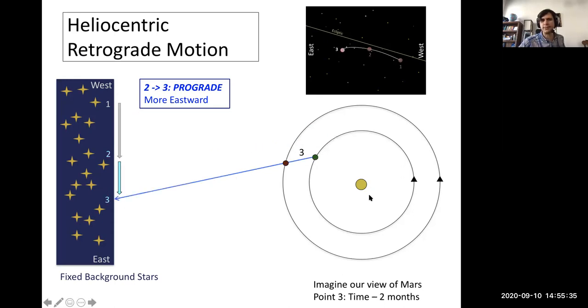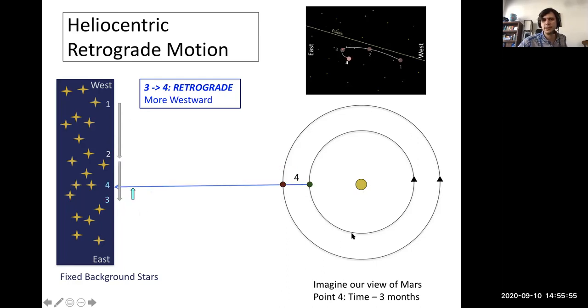Now at 3 months, and you can see the simulated view up there, it's getting close to opposition, where the sun, the Earth, and Mars would all be in a straight line. Follow the line of sight. Mars is now hanging out over here amongst the stars. It looks like it's slowed down. It's still prograde motion. So after a time of 3 months here at point 4, we are at opposition.